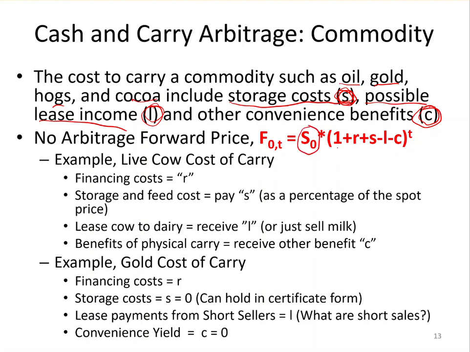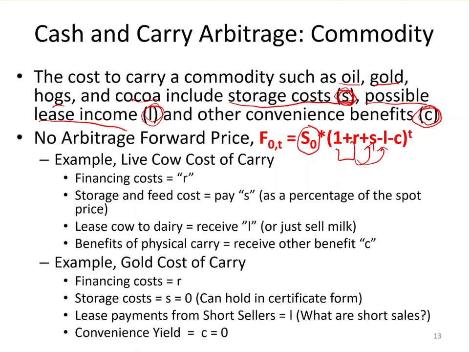Today's spot price times 1 plus the interest rate, just like stocks, plus storage costs. So if it costs me money to store the grain in a silo, or I have to rent out some silos or whatever that is, minus any kind of lease rate on that asset. So it's kind of like a dividend yield for a commodity.